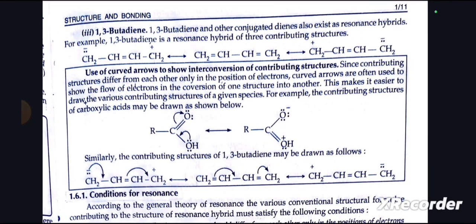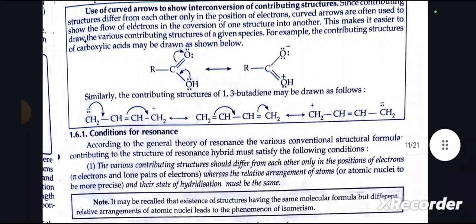Third, 1,3-butadiene. 1,3-butadiene and the other conjugated dienes also exist as resonance hybrids. For example, 1,3-butadiene is a resonance hybrid of three contributing structures: CH2 negative single bond CH double bond CH single bond CH2 positive. The next, CH2 double bond CH single bond CH double bond CH2. Third, CH2 positive single bond CH double bond CH single bond CH2 negative.